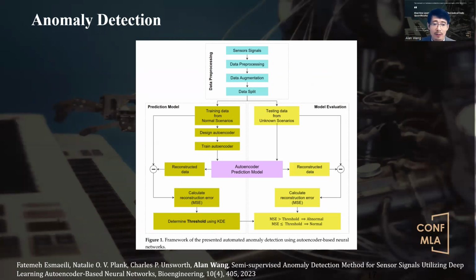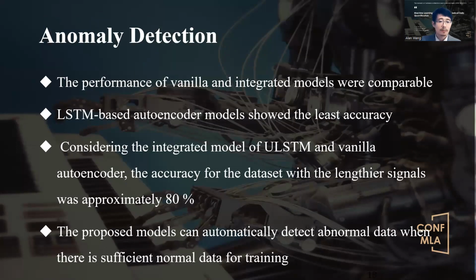Then we can calculate the difference between the reconstructed data and the original data. So we can obtain some error, for example, the reconstruction error in terms of mean square error. Then we can compare the MSE with a threshold. The threshold can be determined using the KDE. If the MSE is larger than the threshold, then we can say it is abnormal. This is the basic pipeline for anomaly detection.